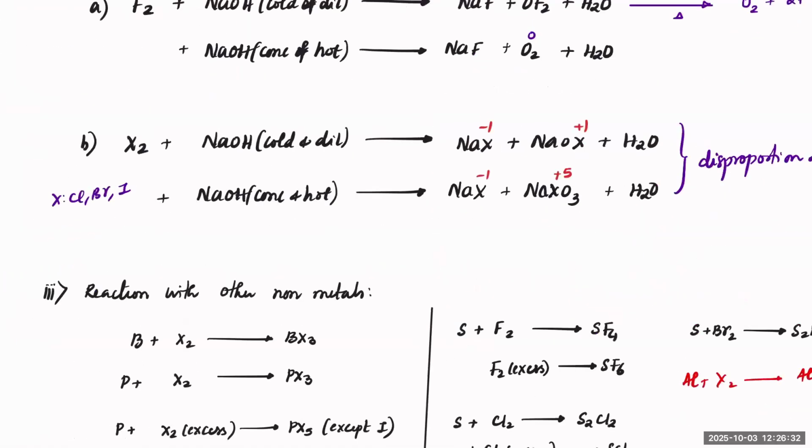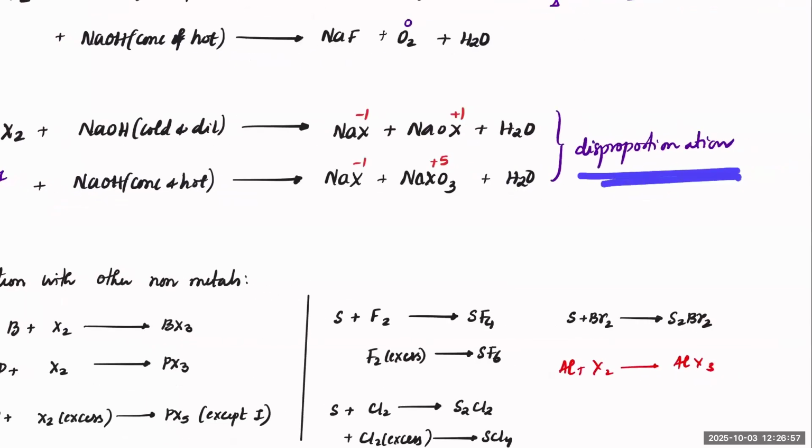And if you take chlorine, bromine, and iodine, in all three cases, when you react with NaOH, it will become X with -1 and X with +1, because when you keep it cold, the oxidation will stop at +1. If you keep it hot or in concentrated solution, then it will go up to +5. So this is how the disproportionation will take place. Clear? Next.